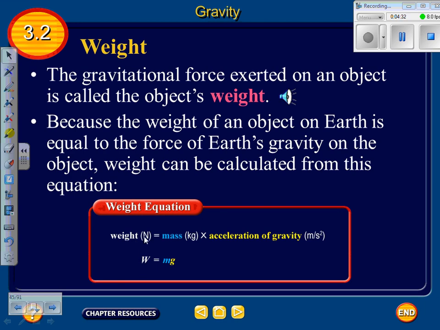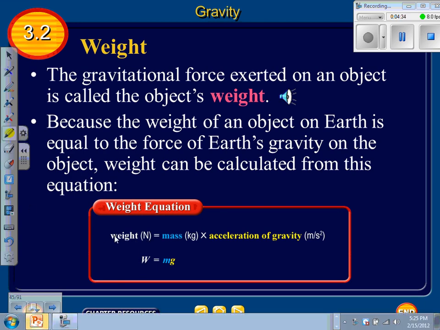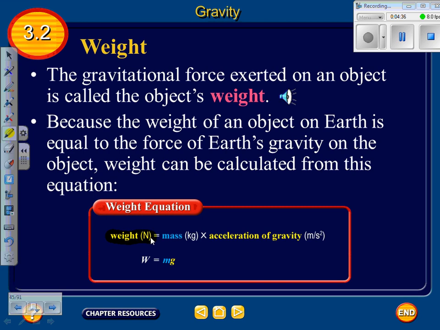Weight in newtons, and I want to emphasize again that if I'm asking you what a weight is in this class, and especially in this chapter, weight is given in newtons. It's a force. It equals the mass of an object in kilograms, the SI units, times the acceleration of gravity, which is 9.8 meters per second squared.